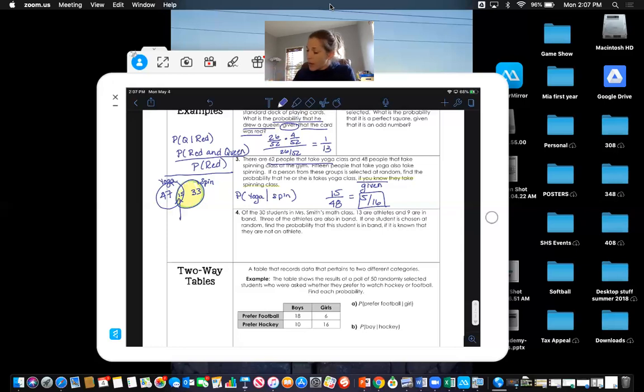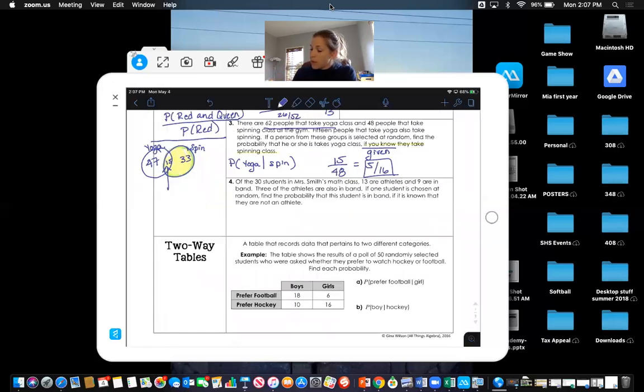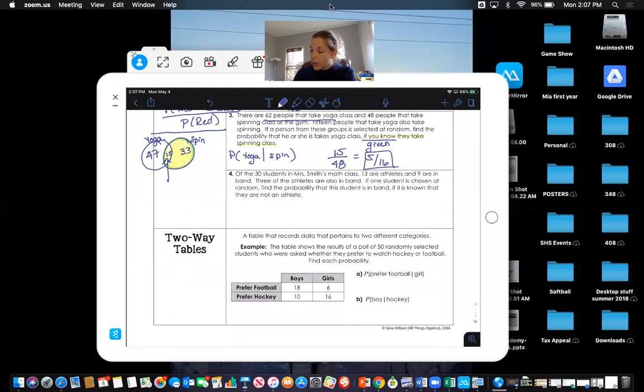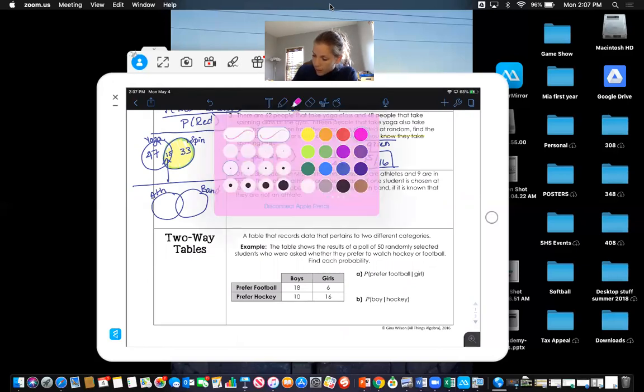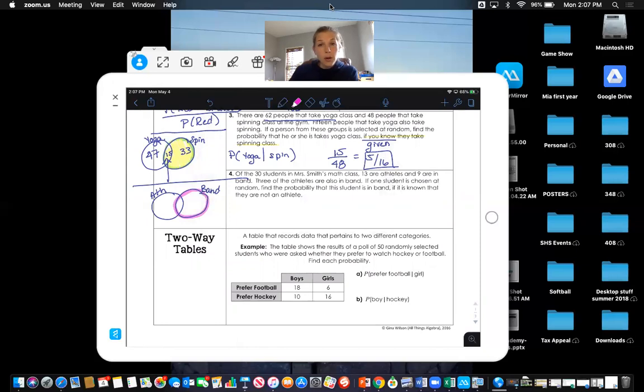Okay, so next question, it says, of the 30 students in Mrs. Smith's math class, 13 are athletes and 9 are in band. 3 of the athletes are also in band. So I'm going to, again, do this with a Venn diagram. I have my athletes, I have my band, and remember, all of those people within that circle are in band, so just watch that. We know that there are a total of 30 students in Mrs. Smith's class, so keep that in mind.